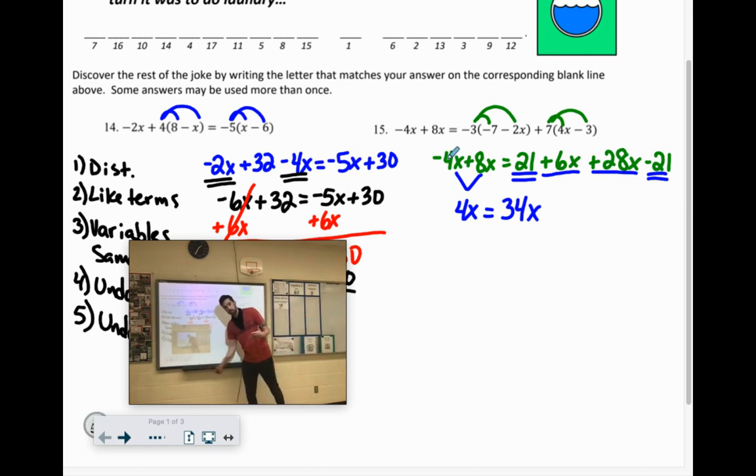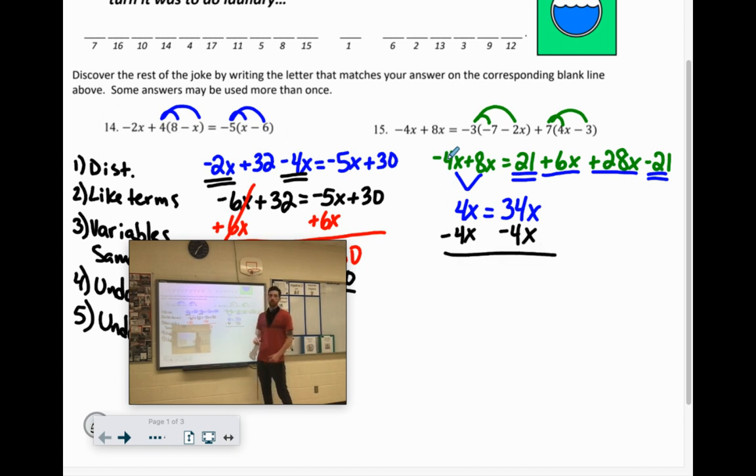And let's get the variables on the same side. So if I'm getting rid of the smaller one, the 4x, I would subtract it. Now 4x minus 4x, they cancel, but we have to put something there. So we'll put 0 equals 34x minus 4x is 30x. And then this would be our last step. That's 30 times x, so we have to divide by 30 to cancel that out. And 0 divided by anything is 0.